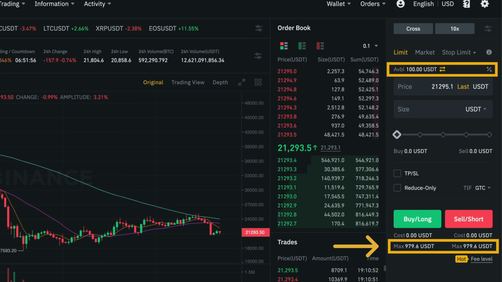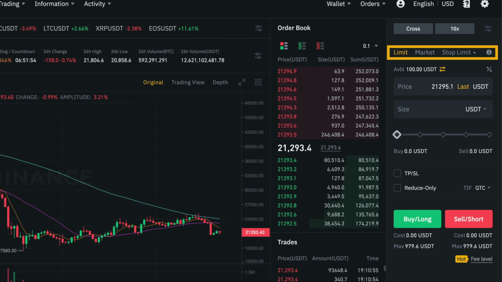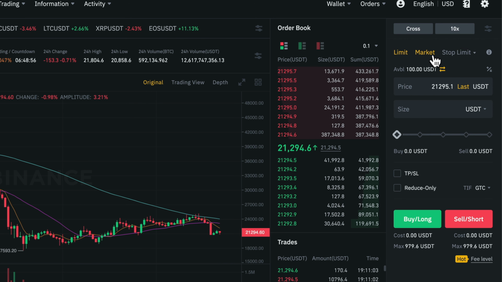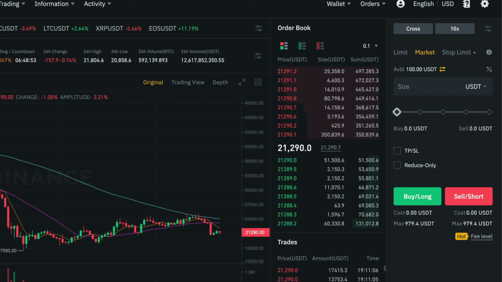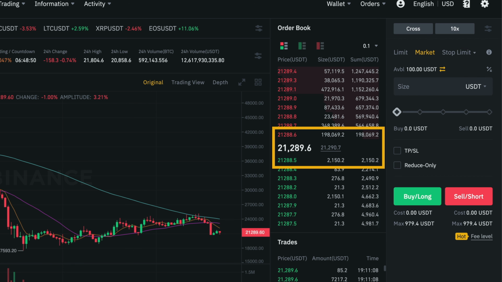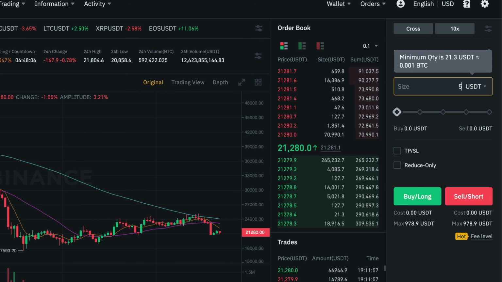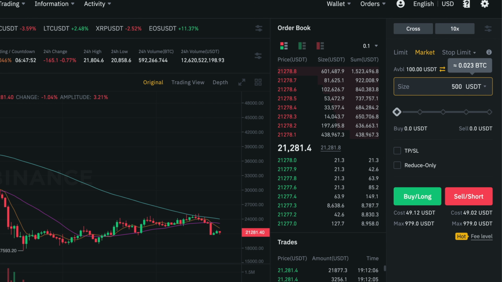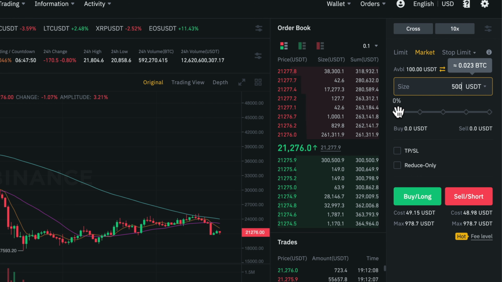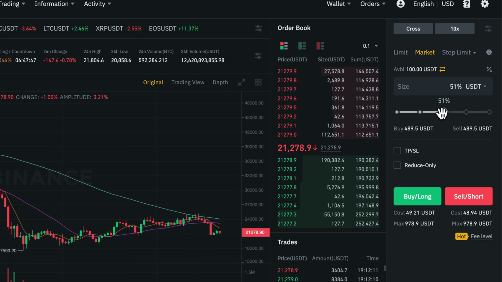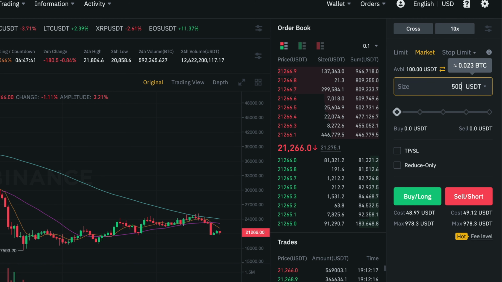So then we're going to choose our order type. For this example, I'm going to use a market order, which means that our order will be fulfilled immediately at the currently best available price. Then I'm going to make sure this is set to USDT so I can enter the exact dollar amount that I'd like to invest in this Bitcoin future. Or we can also just use the slider here to select a percentage of our margin balance to invest. So I'm going to invest $500, which is around 50% of my margin balance with a 10x leverage. And then let's say I believe the Bitcoin price will increase, so I'm going to click on buy/long.